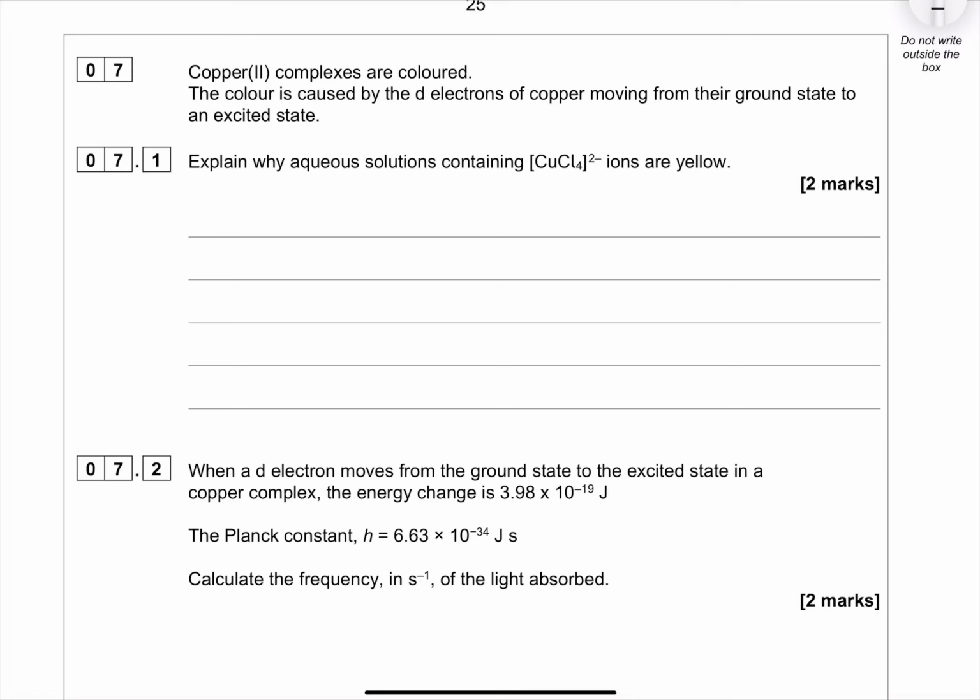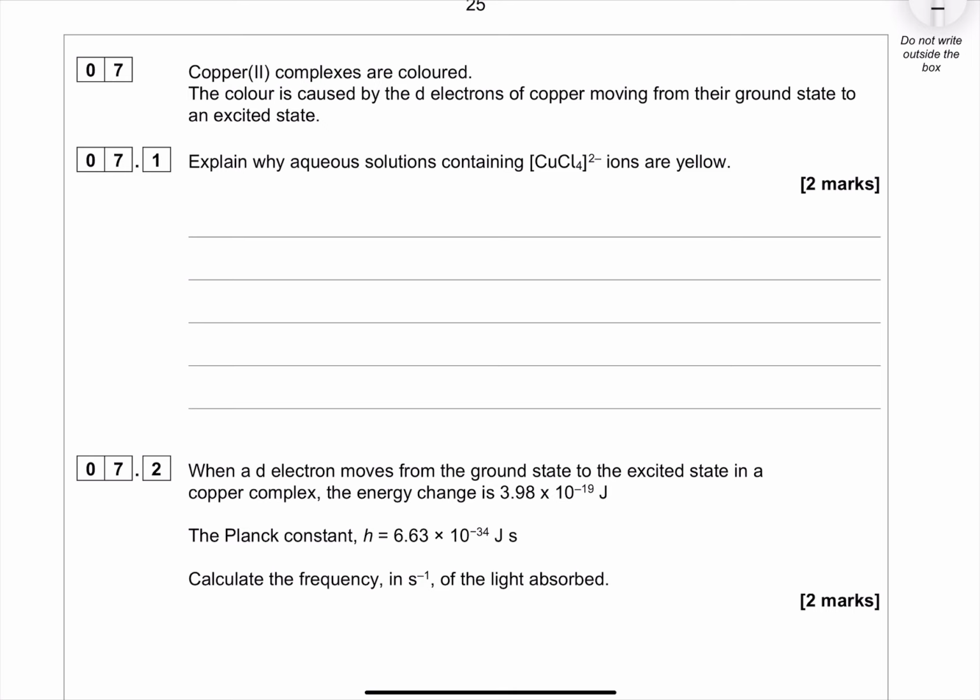Copper 2 complexes are coloured. The colour is caused by the d electrons of copper moving from their ground state to an excited state. Explain why aqueous solutions containing CuCl4 2- ions are yellow. So what we're needing to explain is how we can appear yellow, what sort of processes are happening.